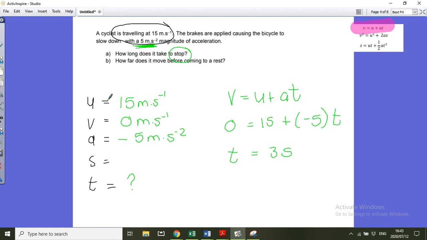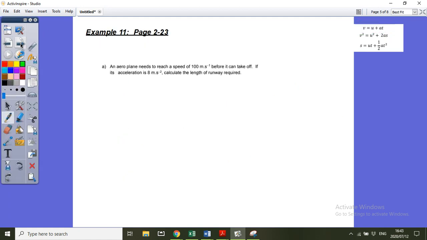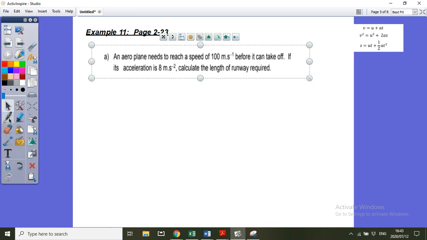So now what I want you to do is to go and do example 11 on page 223, number A and B. And once you've done that, you can pause the video, go and do example 11, A and B, and then you can come back and quickly mark them. So to mark example 11, we're going to use exactly the method that you've just done. So I'm going to go a little bit quicker because I think you have this.